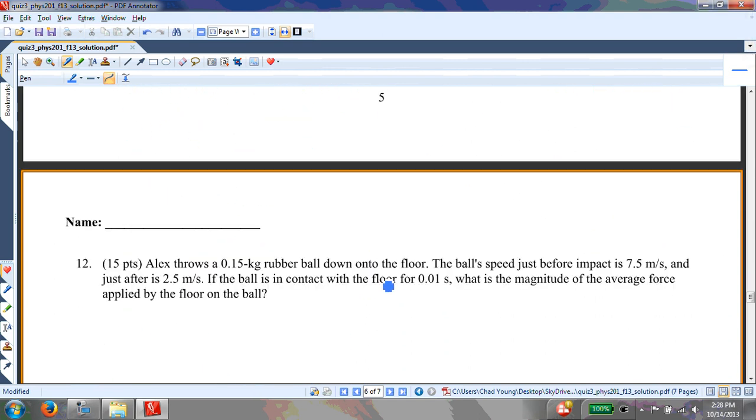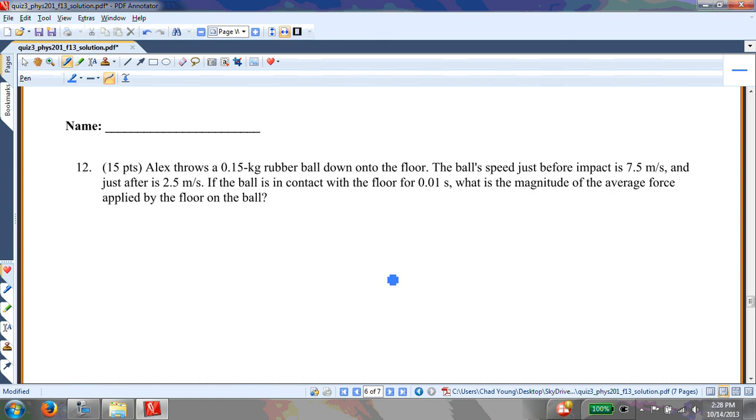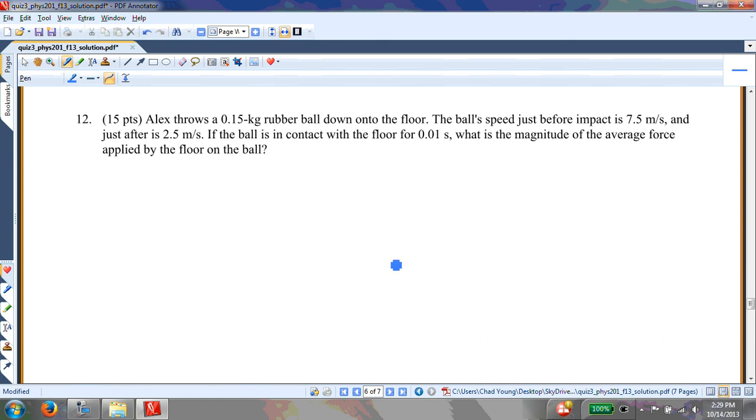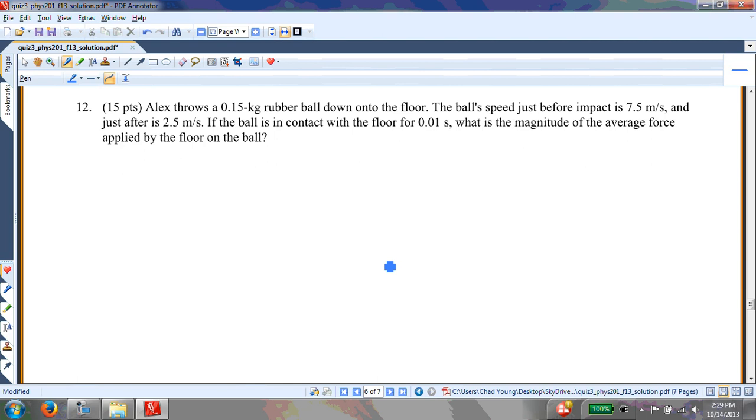There's one more. Alex throws a 0.15 kilogram rubber ball down on the floor. Ball speed just before impact is 7.5, and just after is 2.5 meters per second. The ball is in contact with the floor for 0.01 seconds. What is the magnitude of the average force applied by the floor on the ball? This was a homework problem. Hopefully you all got it. Intended to be simple. F is delta P over delta T.